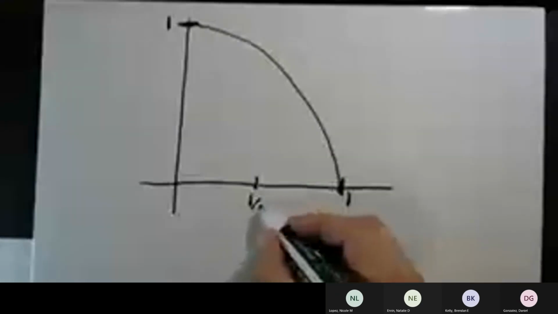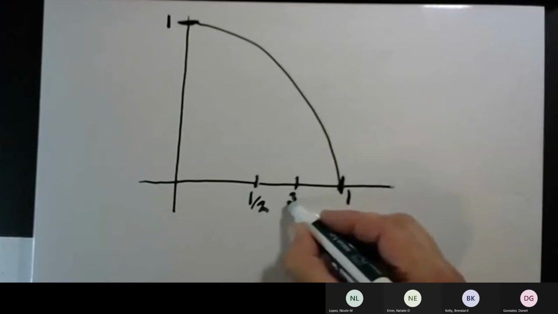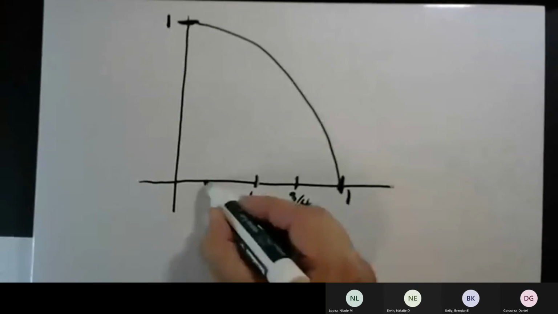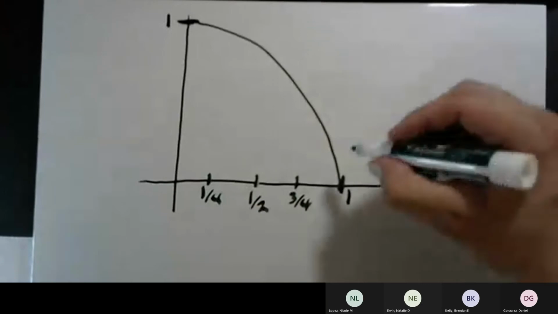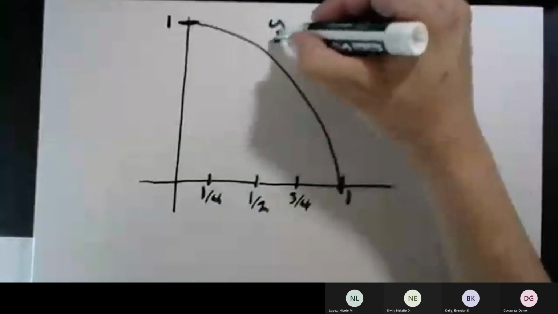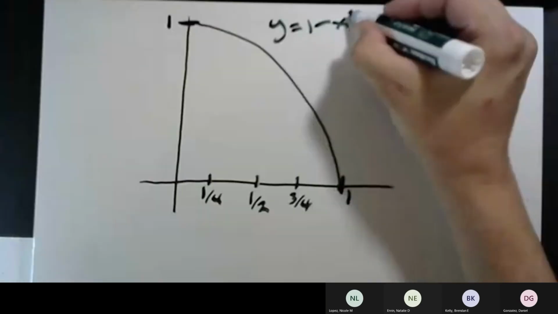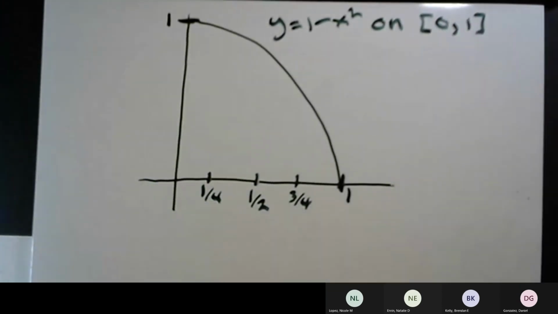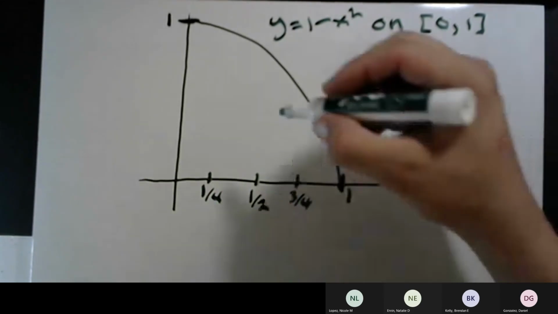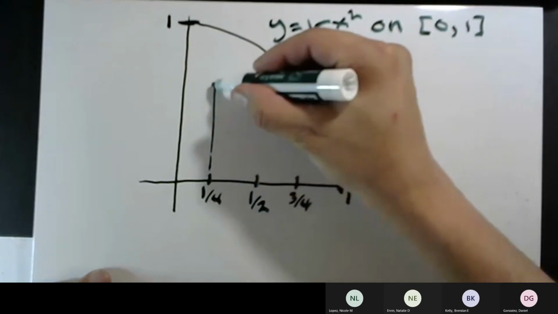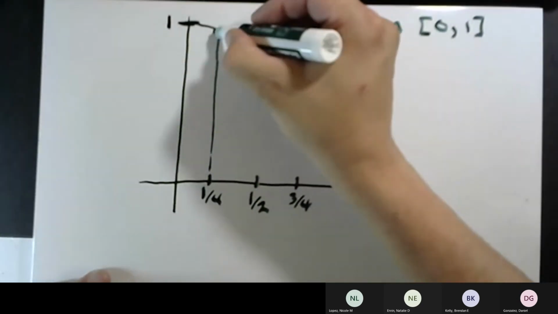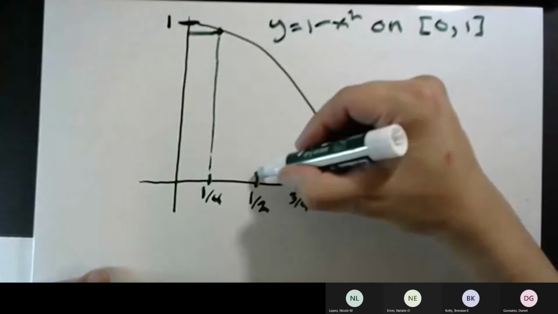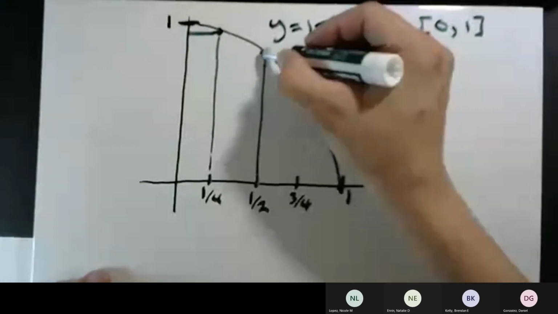So we're going to work on this interval. There we have 1/2, 3/4, and 1/4. And again, this is the function y equals 1 minus x squared, and we're looking at it on the interval 0, 1. So when we're going to talk about a lower sum, we're going to use rectangles that are underneath, on the inside of the arc.